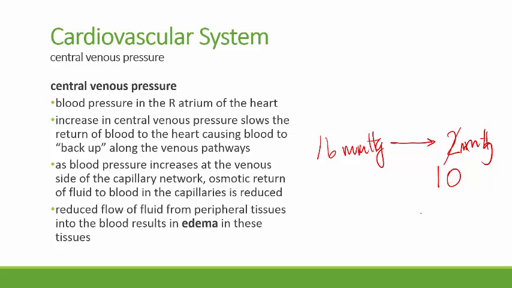And when this happens, then back in the capillary network, it's going to be harder. So now we're going to increase this blood pressure here, and that's going to make it harder for the blood to make it out of the tissues and into the capillaries again. And so this backup of blood all the way back to the tissues will result in edema in the peripheral tissues. So an increase in central venous pressure reduces the efficiency of returning blood to the heart, and it reduces the ability of the capillaries to gather fluids from the tissues, resulting in edema in the tissues.